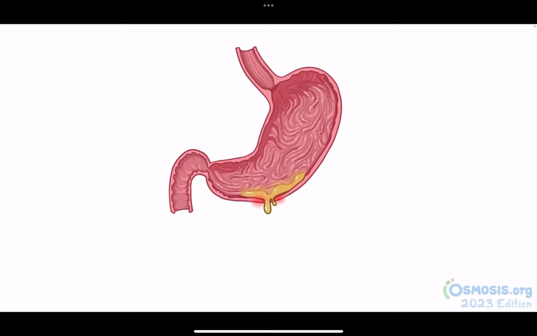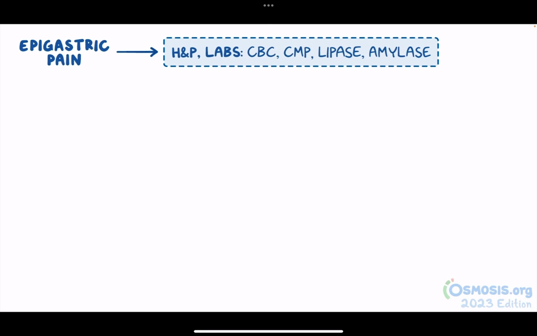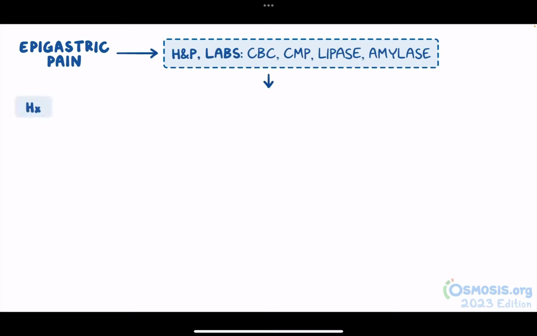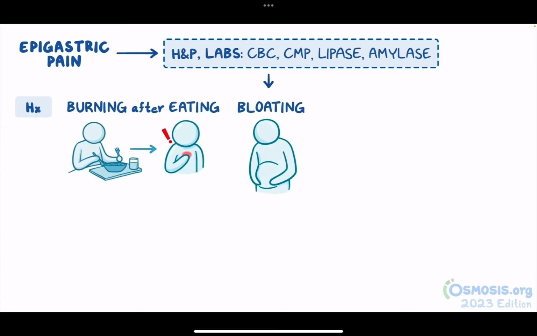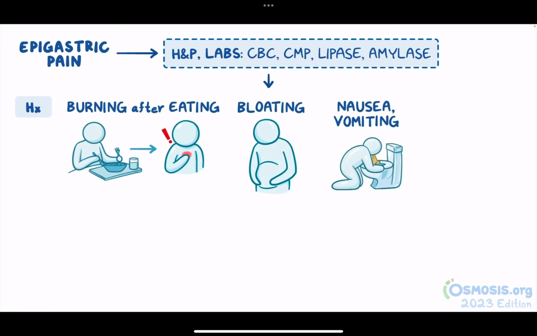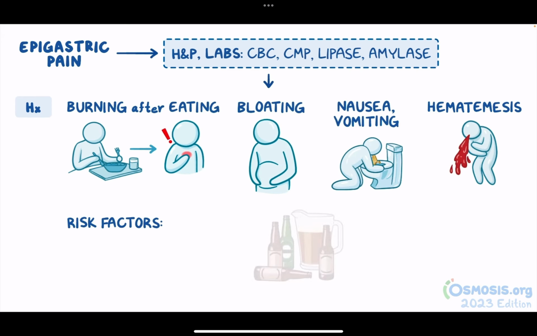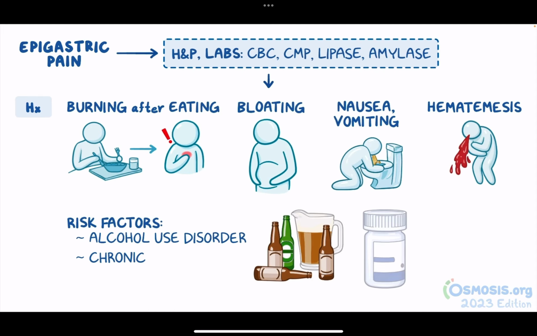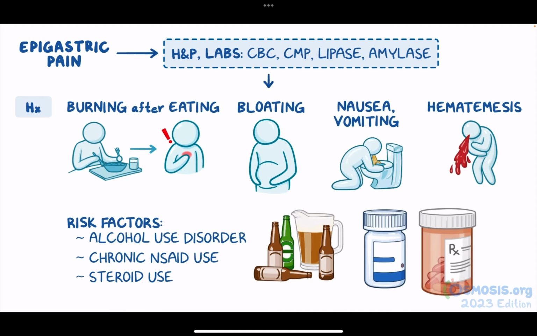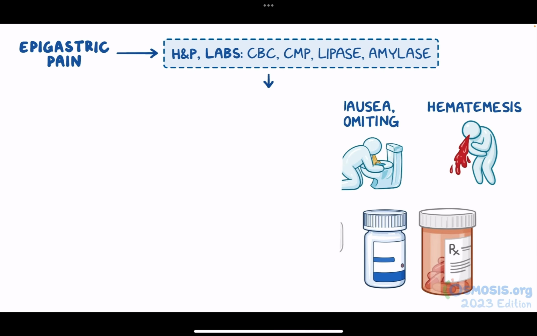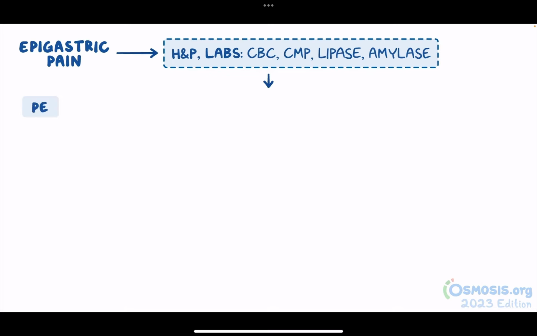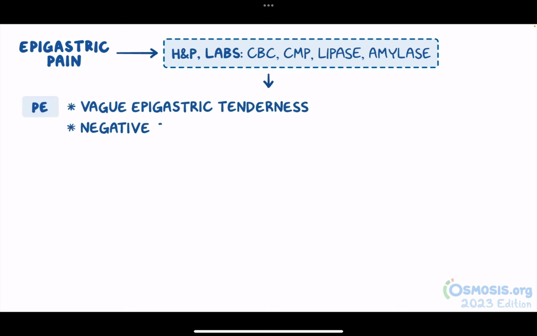Next, let's talk about gastric conditions, which are a more common cause of epigastric pain. On history, patients often describe a burning sensation after eating, bloating associated with nausea, vomiting, and in severe cases, hematemesis. Additionally, they might have some risk factors such as alcohol use disorder, chronic NSAID use, or steroid use. Physical exam might show nonspecific signs like vague epigastric tenderness with a negative Carnett sign.